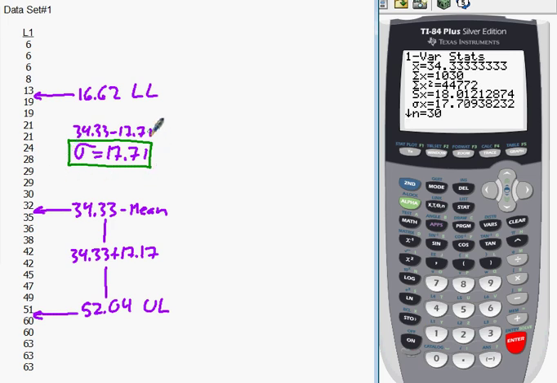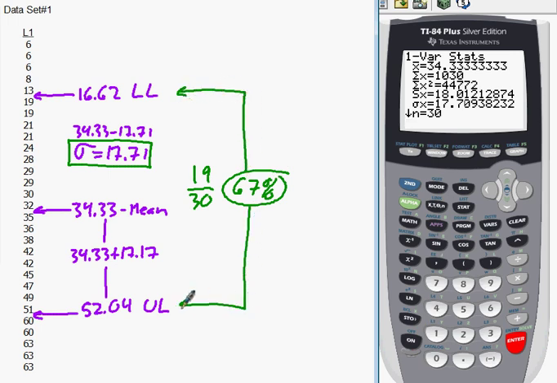So the question is, how much of the data is captured between this lower and upper limit? Well, we can count in terms of this. We start at 51, 1, 2, 3, 4, 5, 6, 7, 8, 9, 10, 13, 14, 15, 16, 17, 18, 19. So we've captured 19 out of the 30 data points, which is approximately 67% between that lower and this upper limit.